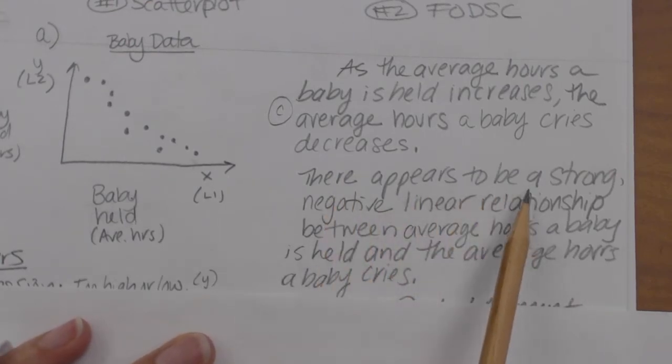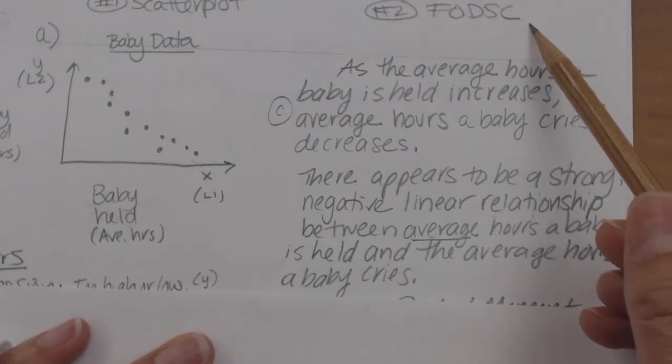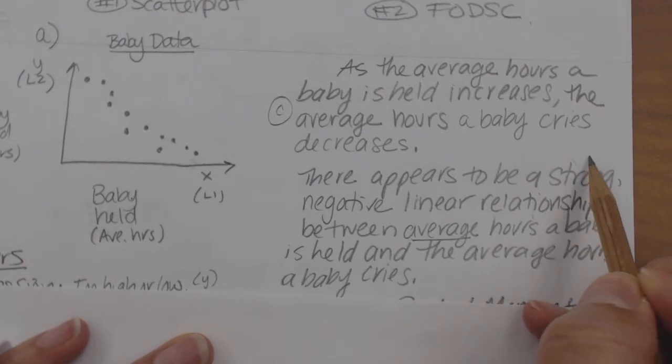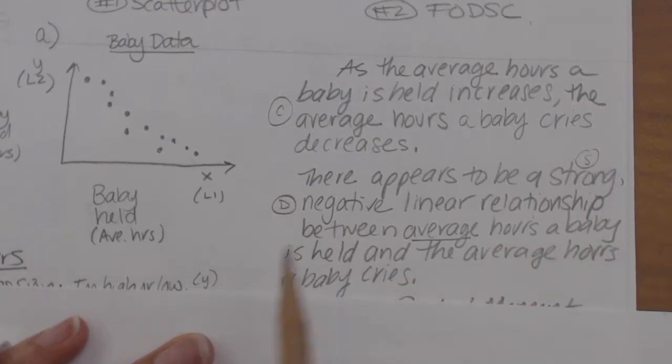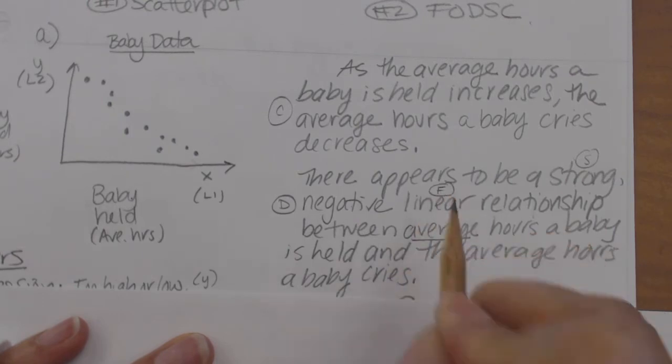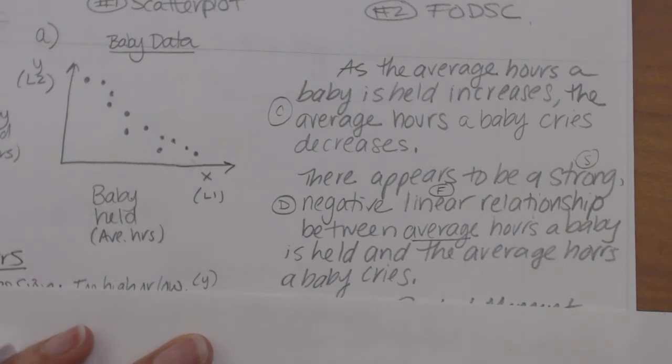There appears to be a strong negative linear relationship between average hours a baby is held and the average hours a baby cries. Please notice I'm always including the average. Okay, that's one thing to notice. But let's go through and make sure that we have the elements from Foxy. So strong describes strength, negative describes direction, and linear describes form. So I have described 3 different elements for my interpretation.